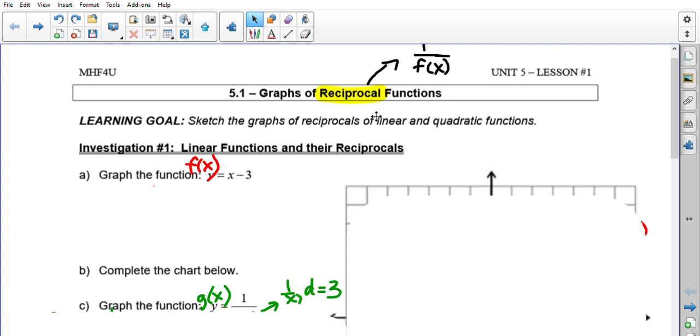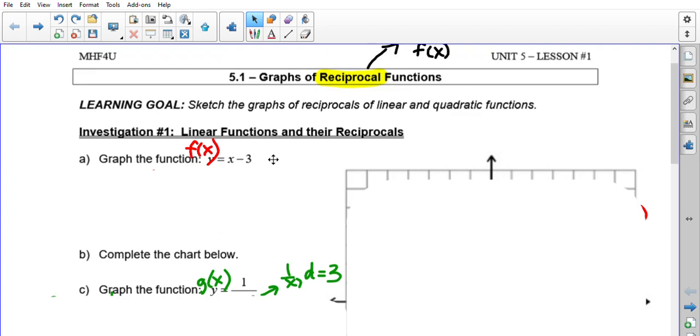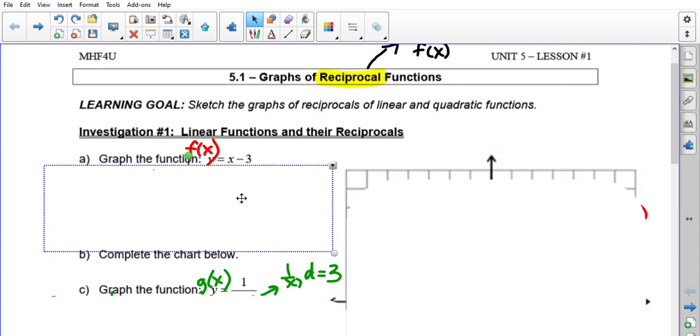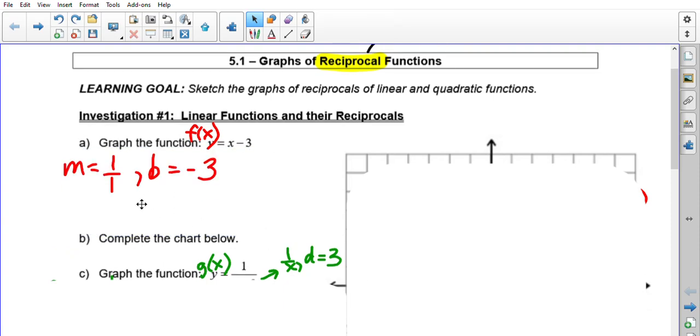Today we are only going to work with linear and quadratic functions. So the first one is about linear functions and their reciprocals. So let's start off by looking at how we graph the function y equals x minus 3. So let's just call this f of x for now. And in order to graph this, we are going to use the slope of 1 over 1 and the y-intercept of negative 3.